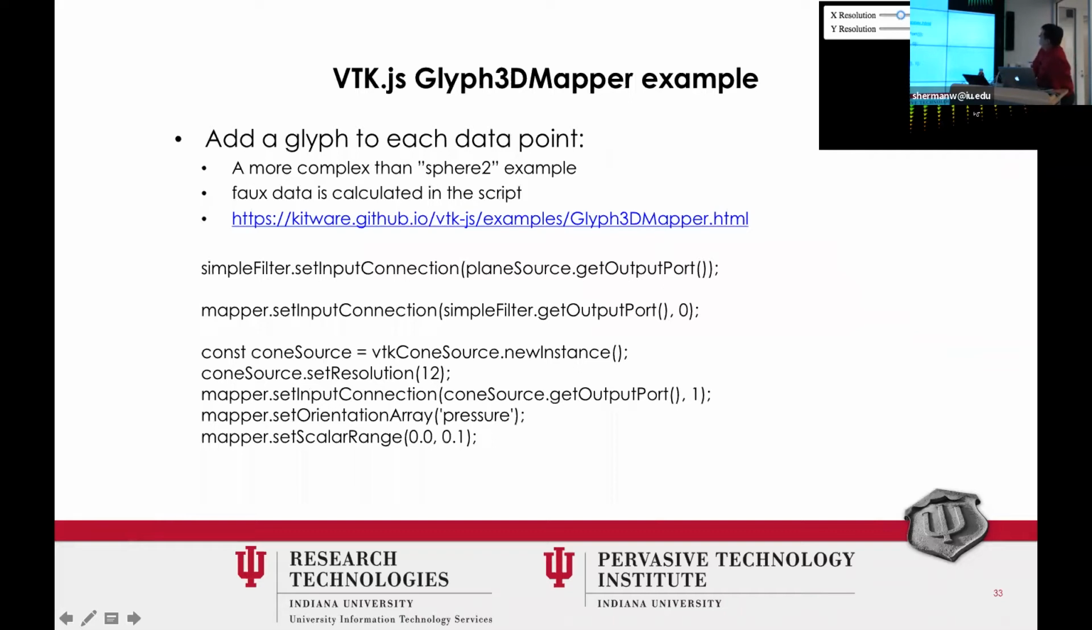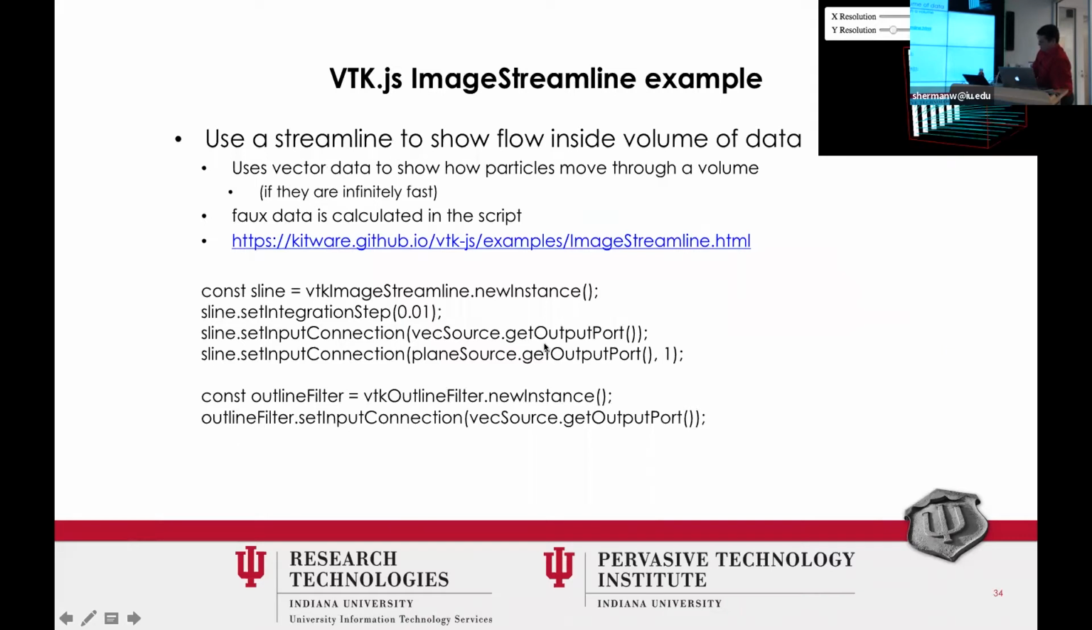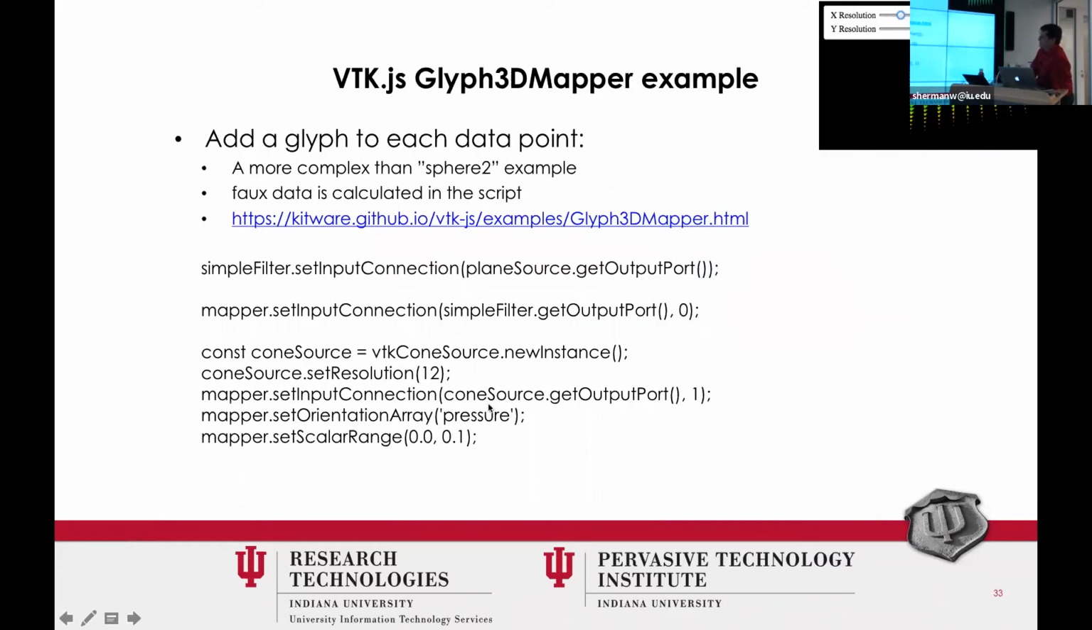And then you can choose the resolution of your data set here. So there's just a plane of data that they map a glyph to. Here's the code, which is basically the same as what I already showed. But anyway, so there's their example of the glyph.